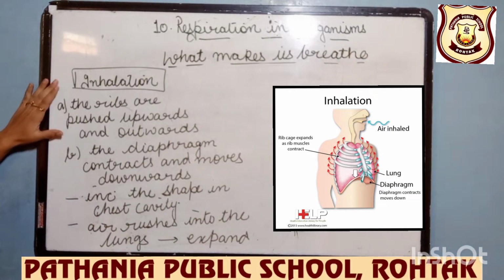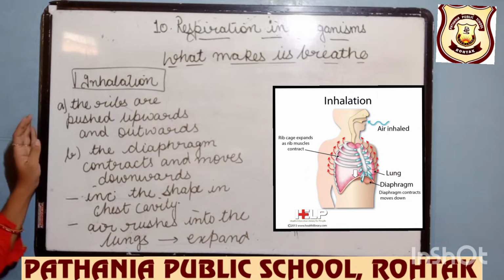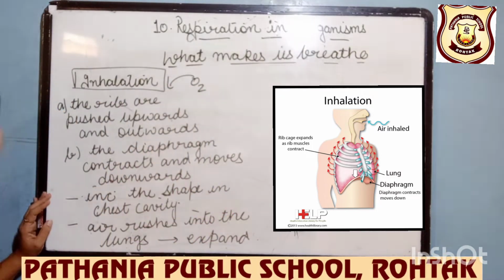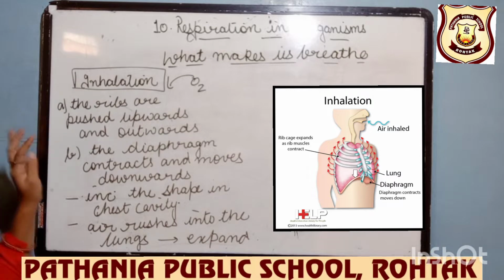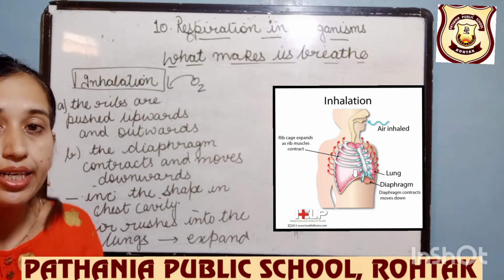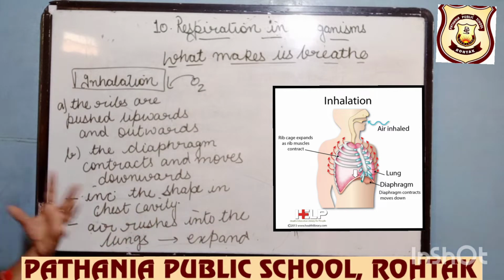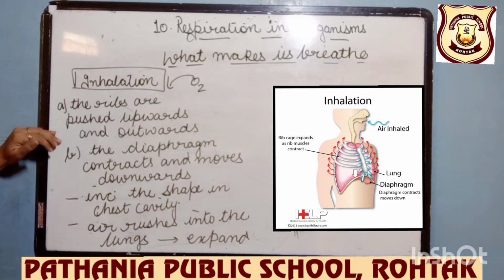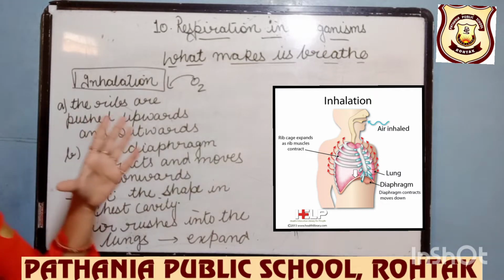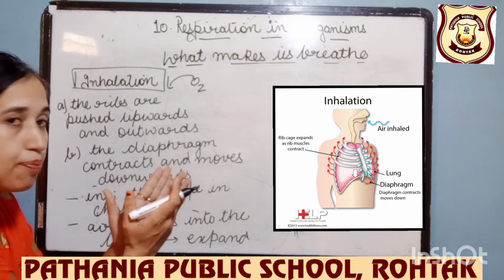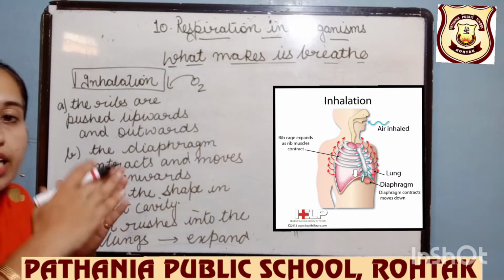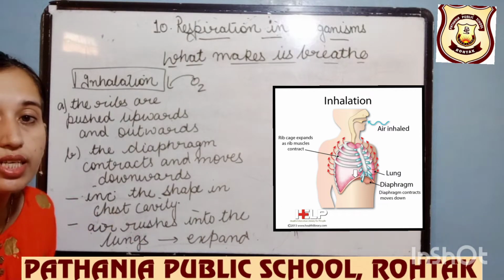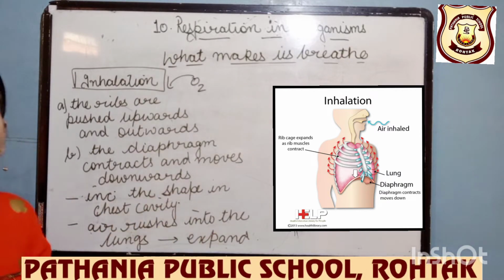When we inhale the air, that is clear to you. Inhalation of the air involves oxygen. The ribs are pushed upwards and outwards, because whenever the air is coming inside, what will happen? It will swell up like a balloon, right? So it is pushed upwards and outwards. And the diaphragm contracts. When it contracts, it goes downwards and increases the space in the chest cavity. And what will happen with this? Air rushes into the lungs and the lungs expand.